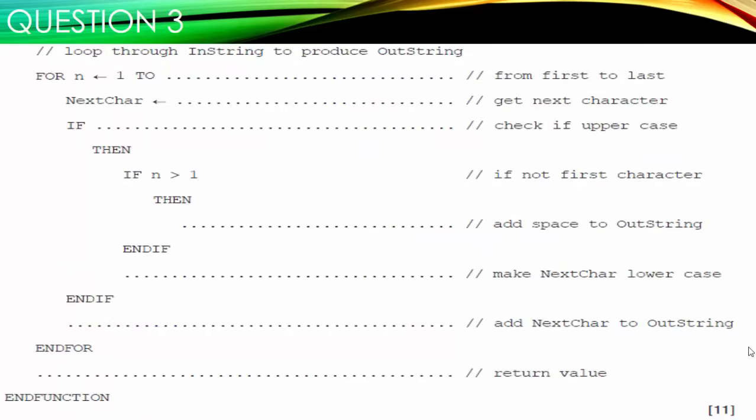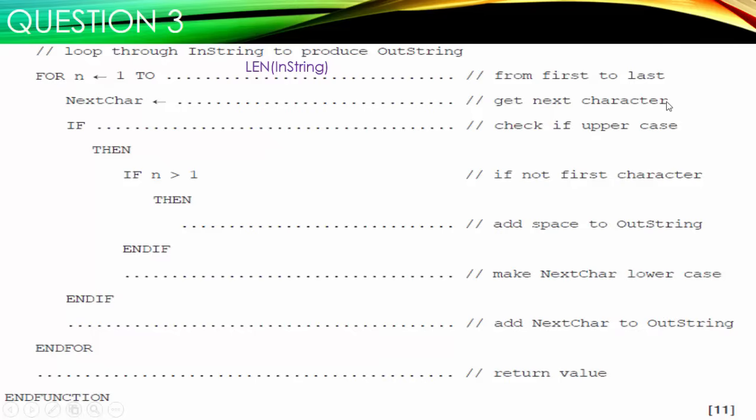So now comes the problem solving. And this is why you want to be so good at problem solving. You can never practice problem solving enough because this whole thing is going to be problem solving. So loop through in string to produce the out string. Okay, we can do that. For in equals 1 to something. Well, from first to last. We have no idea what the in string data is going to be. However, we can use a string manipulation tool to determine the length of in string. So we use len, which is from the appendix, which stands for length. What are we getting the length of? The in string.